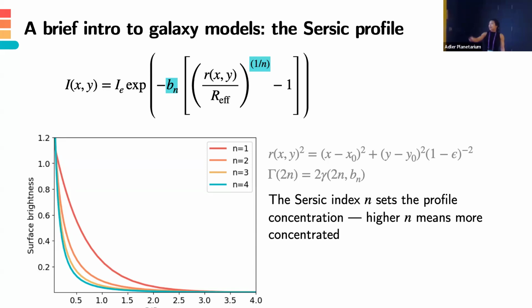And then you have this R effective, or effective radius, term that sets the size of the model. If you decrease the effective radius, it gets smaller. If you increase it, it gets larger. So you have this 3-parameter model where our parameters have a direct mapping to our total flux, to the shape of the profile, and to the size of the profile.